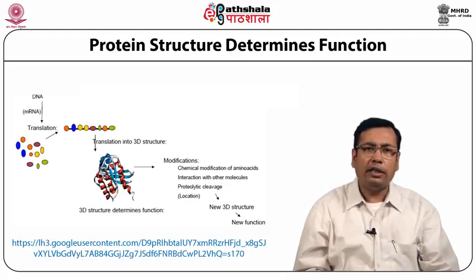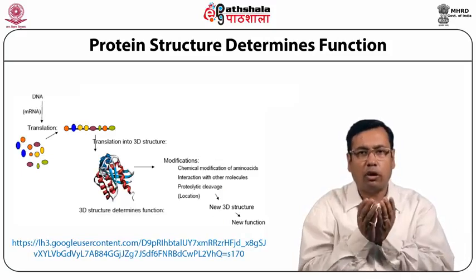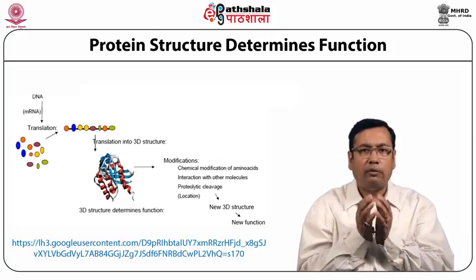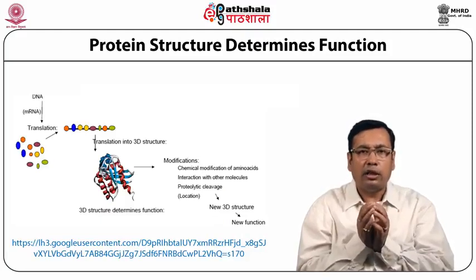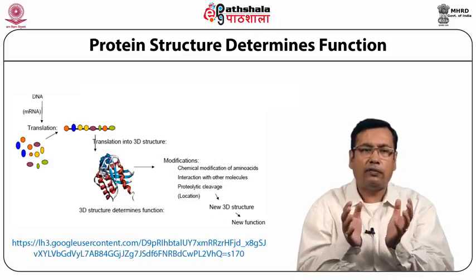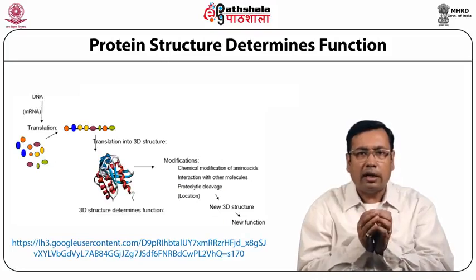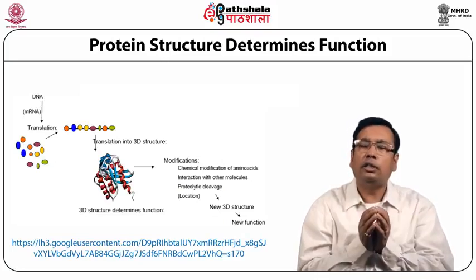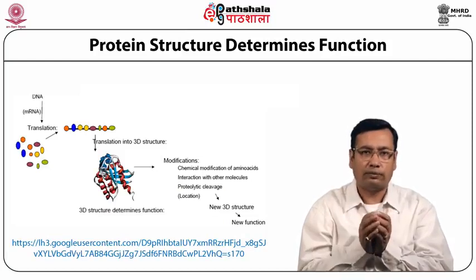Let's see once again, repeating the central dogma of life. Starting from DNA, it is transcribed to mRNA, and mRNA is translated to protein. This protein gets its 3D structure once it is formed and falls into the cytoplasm, where it is modified under different chemical modifications, and then it gets a new 3D structure and thus performs a new function.